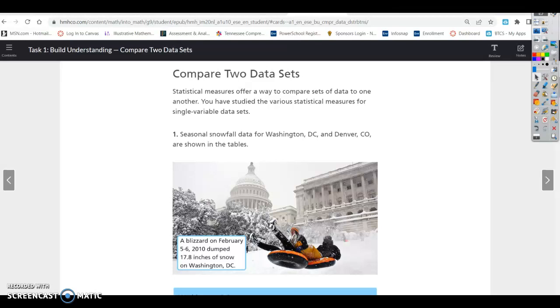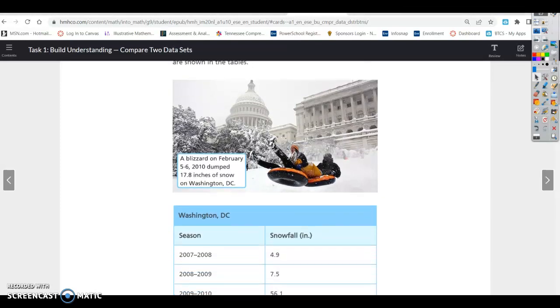Lesson 22.2, Task 1. Compare two data sets. Statistical measures offer a way to compare sets of data to one another. You have studied the various statistical measures for single variable data sets. Seasonal snowfall data for Washington, D.C. and Denver, Colorado are shown in the tables.